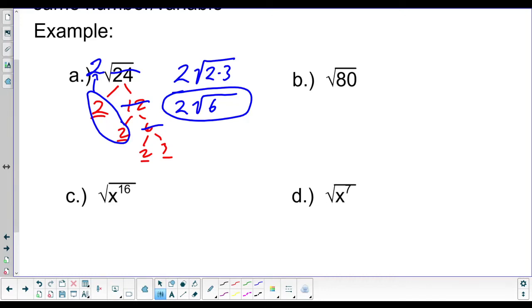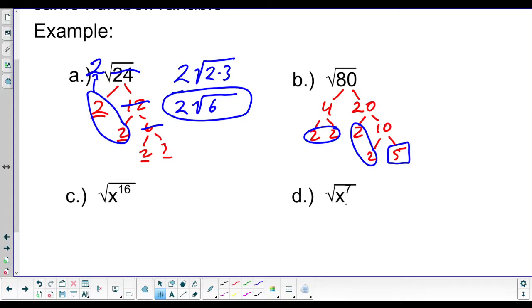All right, let's do another one, maybe without quite so many metaphors and stories so that we get the idea. So we'll factor this. How about 4 and 20? All right, 2 and 2. How about 2 and 10? And then 2 and 5. All right. So I've got a pair of 2s. I've got another pair of 2s. And then I have a lonesome 5 who couldn't get a date to homecoming.